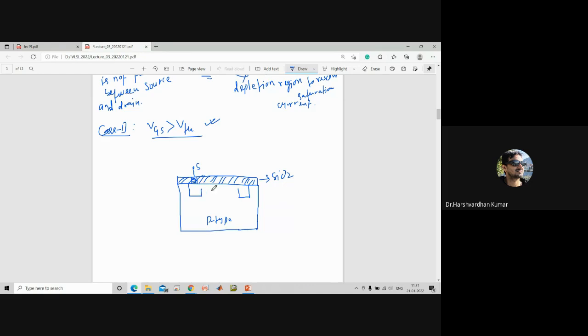So what will happen in this case? We can see for VGS greater than VTH, here there will be VG, and here there will be a drain. So the connections will be like that.